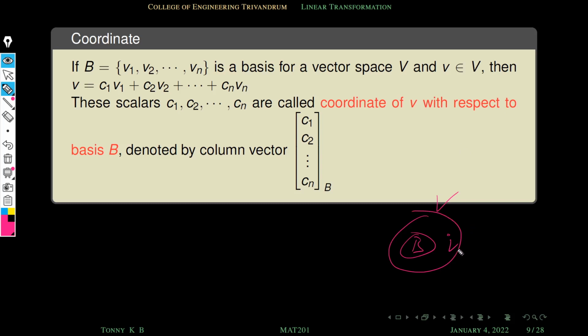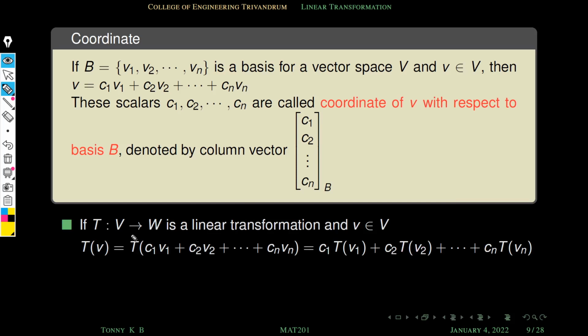Then we know that every vector can be uniquely expressed in terms of basis elements. That's why v can be written as c1 v1 plus c2 v2 etc plus cn vn. And these unique scalars are called the coordinates of the vector with respect to the basis. If you consider another basis, then automatically the coordinates are different. Anyway, we have all these things in the first module.